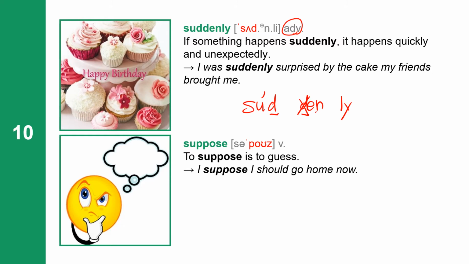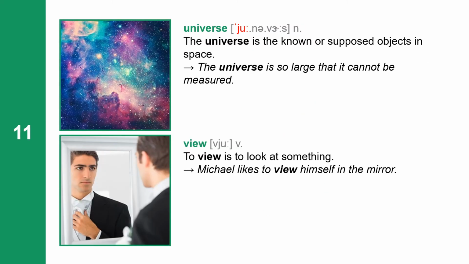Next one, suppose. Suppose has two syllables. The first P is cancelled. Accent on the second syllable. Suppose is a verb. To suppose is to guess. I suppose I should go home now.